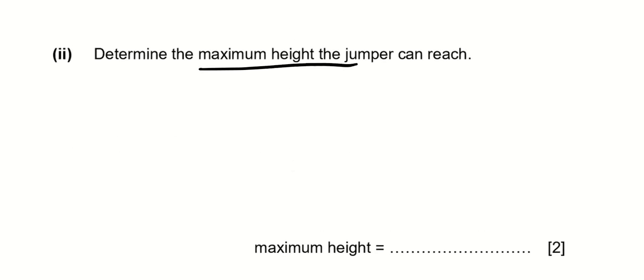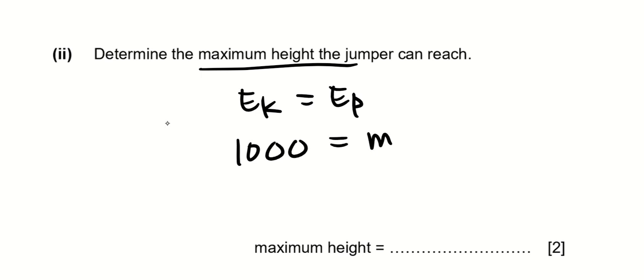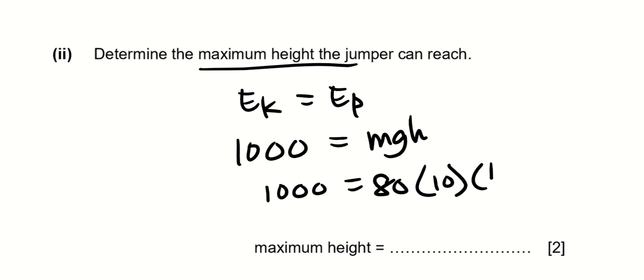Now determine the maximum height. Since we already assumed that all the energy in the kinetic store will be transferred to the gravitational potential store, so EK will be equal to EP. No energy is transferred to the surroundings, right? So 1000 joules equals mgh. The m is actually how much? 80. So 1000 equals 80, the g is 10. So what's the height? Then you can do a calculation and the height will be 1.25 meters.